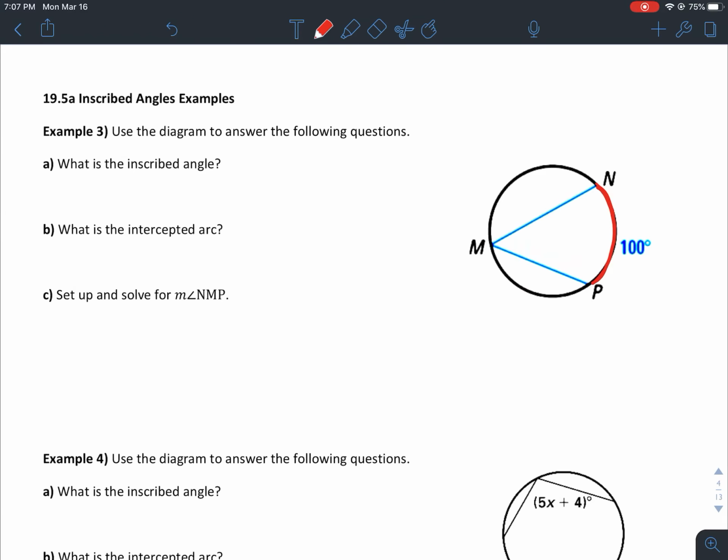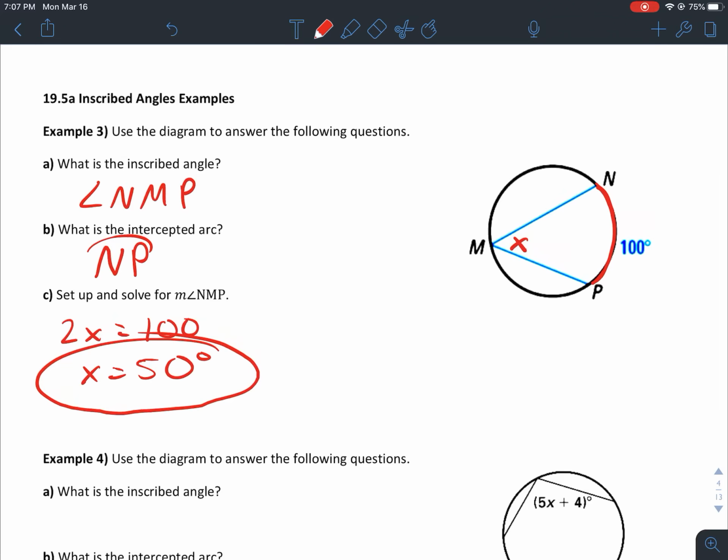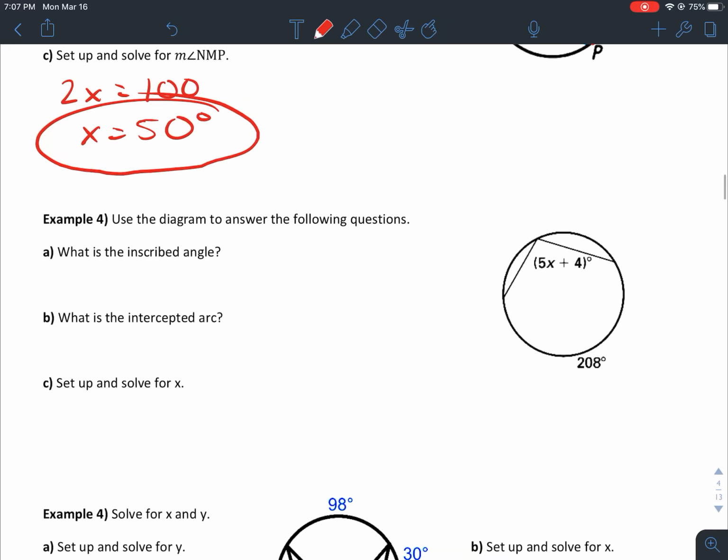So to answer this question, it says, what is the inscribed angle? Well, our inscribed angle is angle NMP. The intercepted arc is NP. Then it says to set up and solve for x. Well, we're trying to solve for this, right? And we know that 2 times that needs to give us 100. So x equals 50 degrees. The measure of the inscribed angle is half the measure of the arc.